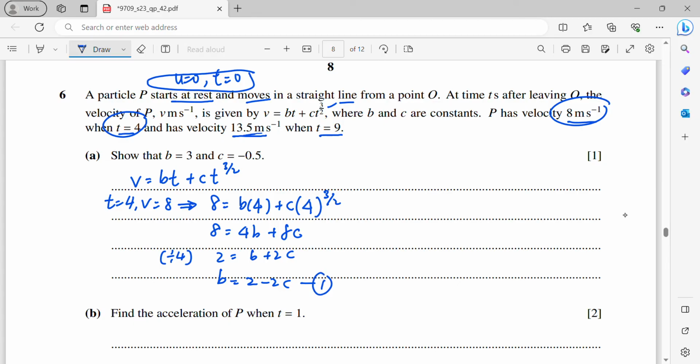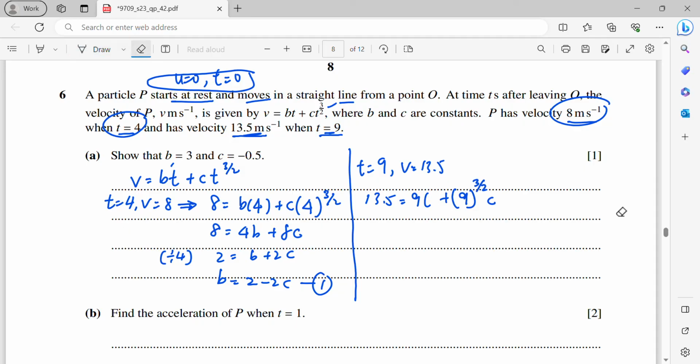Then now the next one is when t equals 9, the v is 13.5. So 13.5 equals, I directly replace now, 9B plus 9 to the power of 3 over 2 C, because your t is 9.